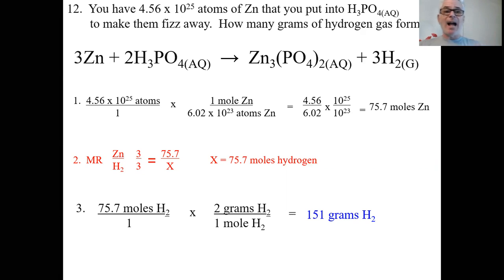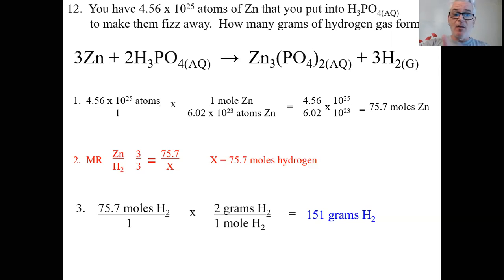Now, if you had exactly that many atoms, 4.56 times 10 to the 25th atoms of zinc, if you could measure them, well, another way to say that is 75.7 moles. If you put that much zinc into acid, you're going to get exactly 75.7 moles of hydrogen to come out on the other side. The reaction's perfect. To the atom, it's perfect. And then the question is really, if that much hydrogen comes out, what does it weigh? What's the mass of it?